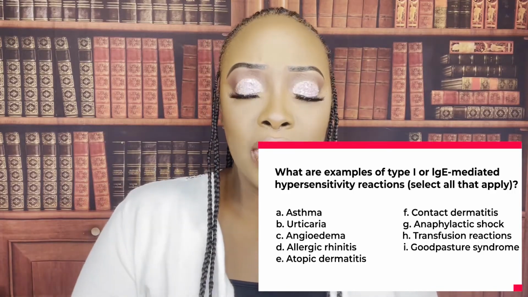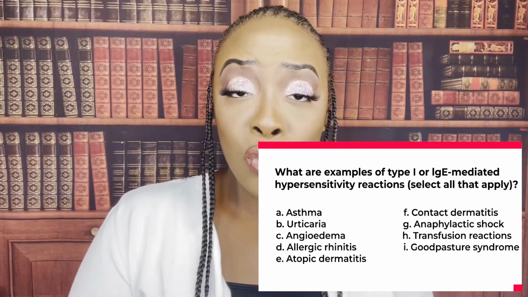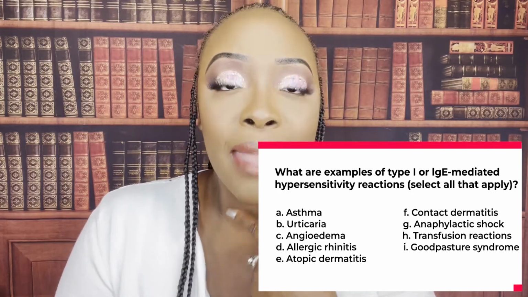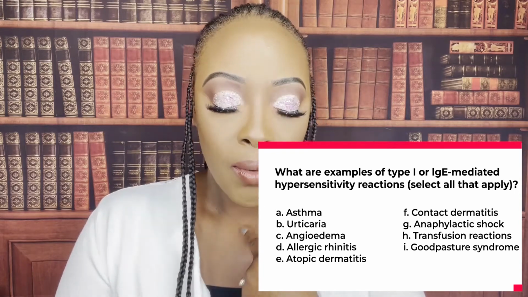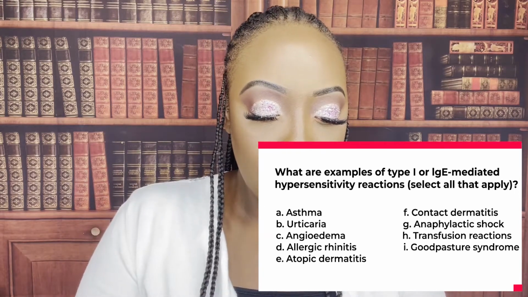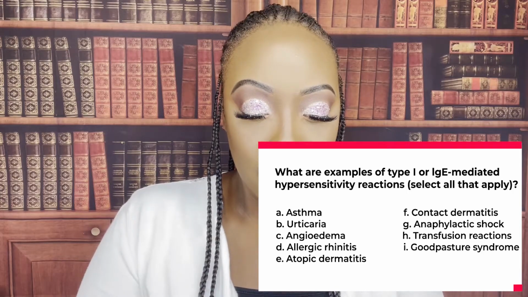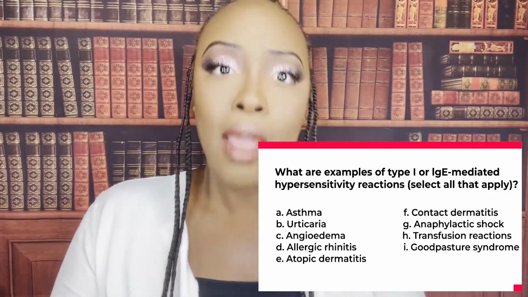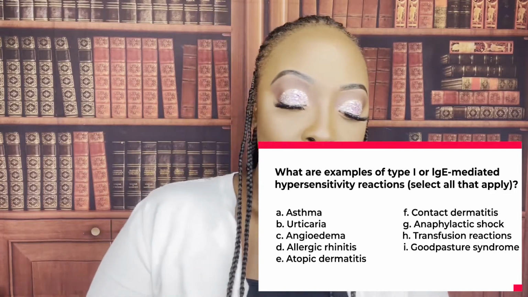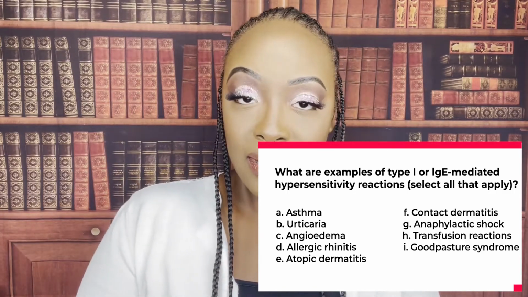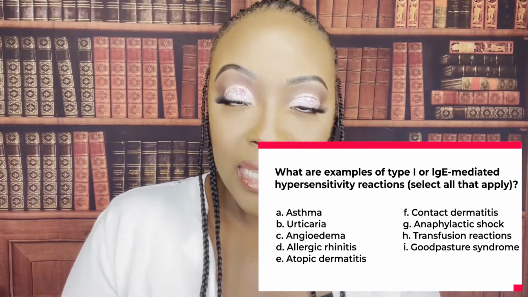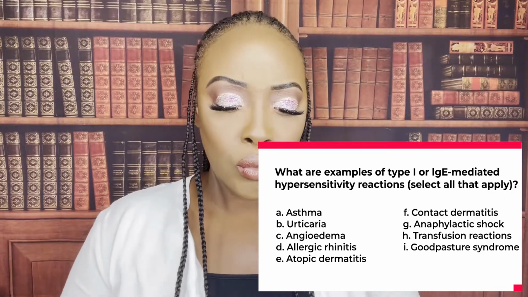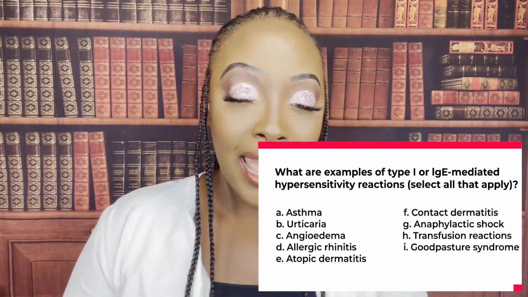C, angioedema. True. And that reaction is severe. That patient's airway can close up and become obstructed and they can't breathe. Choice D, allergic rhinitis. True. And you guys should have guessed that. Look at the word in front of rhinitis. Allergic. Absolutely true. E, atopic dermatitis. Absolutely, guys. And you'll see that patient will get very itchy in those areas of the skin. True. F, contact dermatitis.